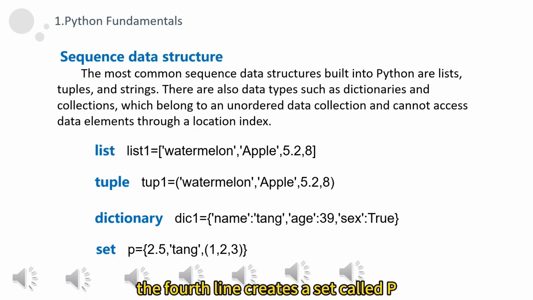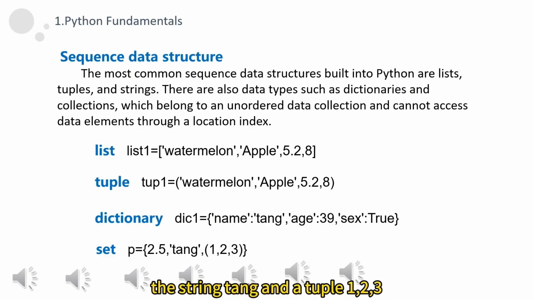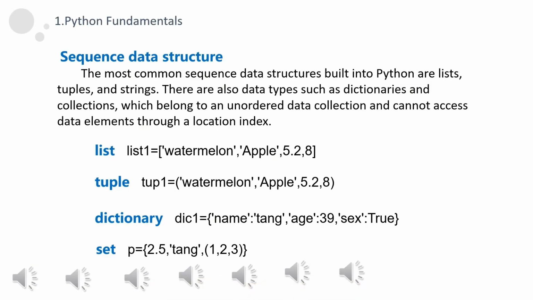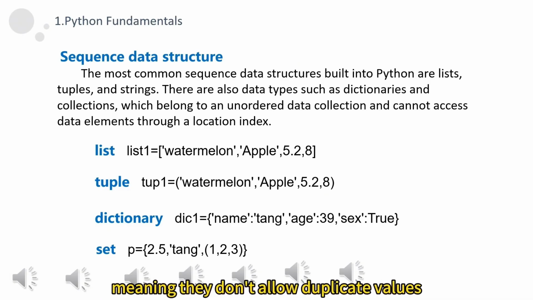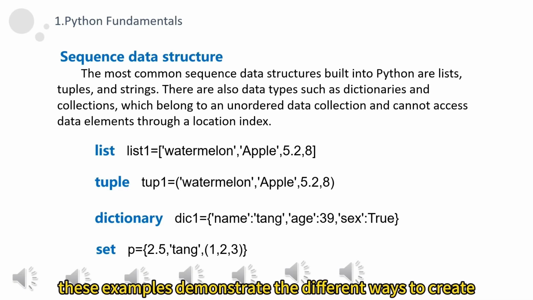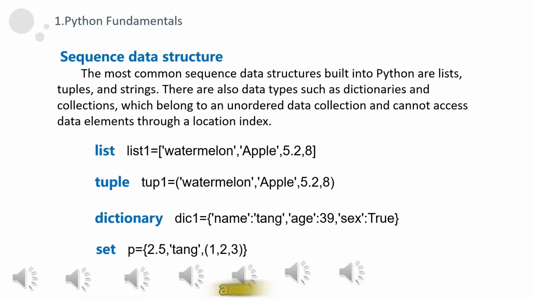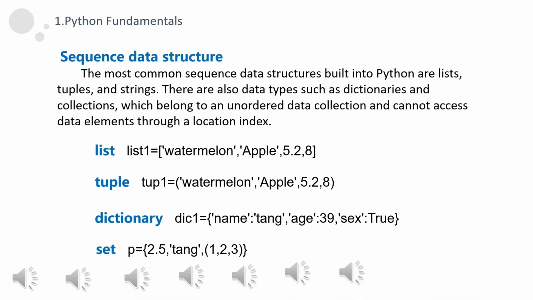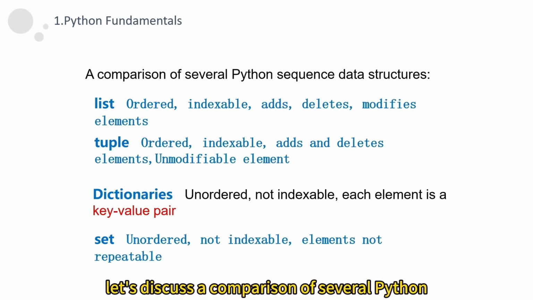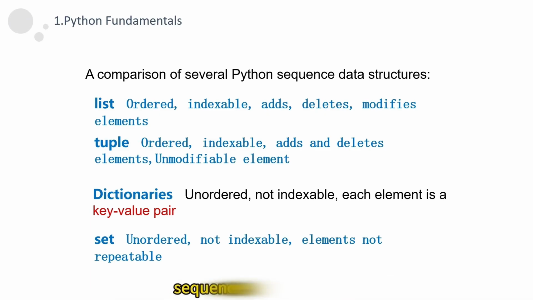The fourth line creates a set called P with 3 elements: the float 2.5, the string 10, and the tuple 1 to 3. Sets are unordered collections of unique elements, meaning they don't allow duplicate values. These examples demonstrate the different ways to create and initialize different data structures in Python, including lists, tuples, dictionaries, and sets. Now, let's discuss a comparison of several Python data structures mentioned above.